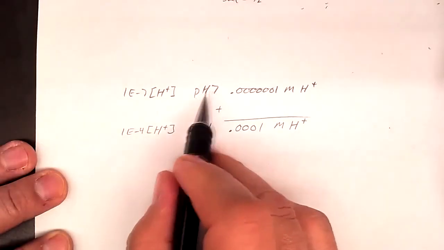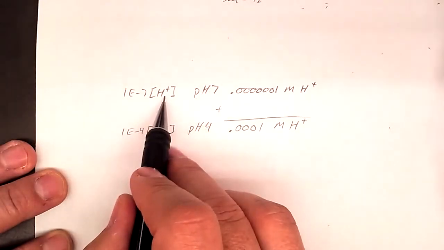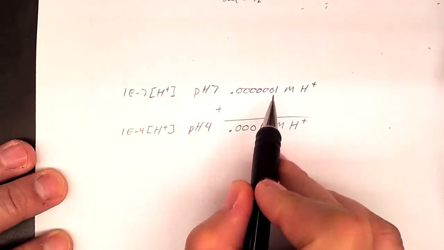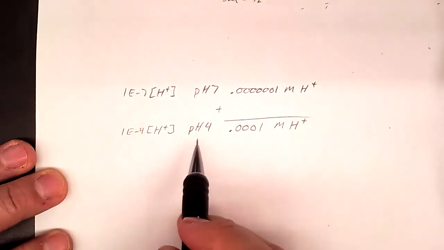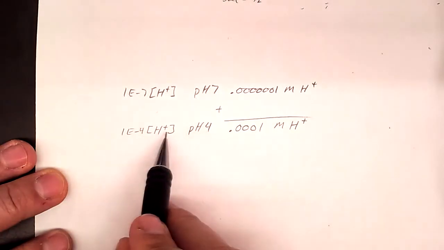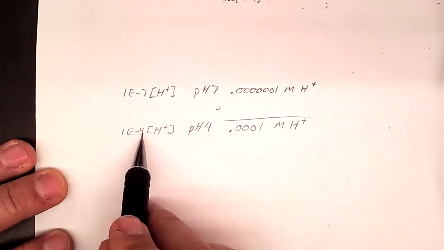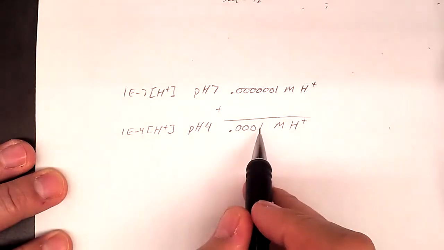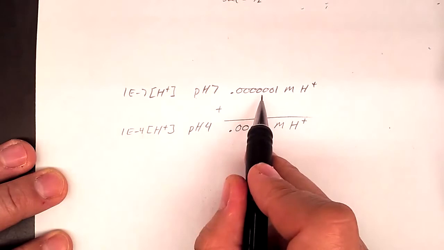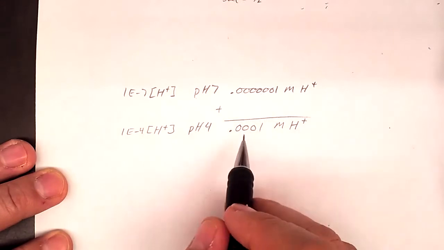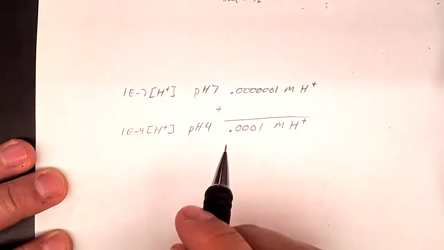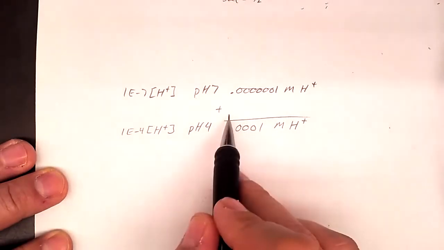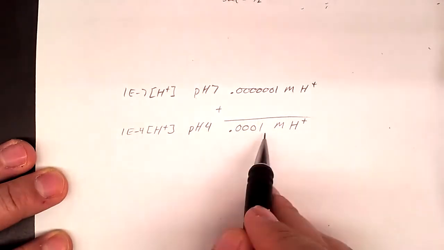pH 7 means that the molarity of H plus is 1 times 10 to the negative 7, which is this very small number. I want to change everything to pH 4, which is the molarity of H plus being 1 times 10 to the negative 4, which is this number, which is a lot bigger than that one. In fact, this is 1,000 times bigger than that one. And that means a very important point. We can do a little bit of a cheat. I need to take this and add some number such that I achieve this.